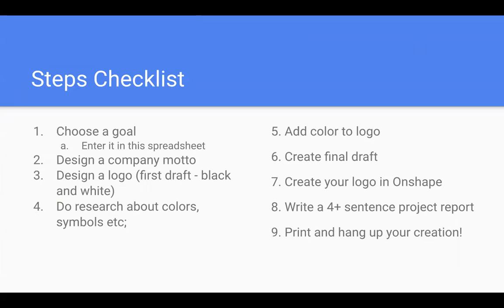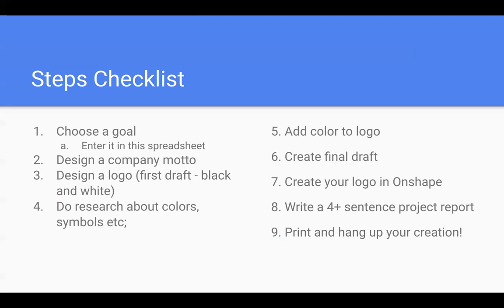What colors are related to your goal and what symbols are related to your goal? For example, a really common one, peace: a dove is related. Peace is also known for white. For example, crops: green represents crops and maybe a simple leaf represents crops. So then what you're going to do is add in a couple of colors and symbols to your logo. And then you're going to create your final draft.